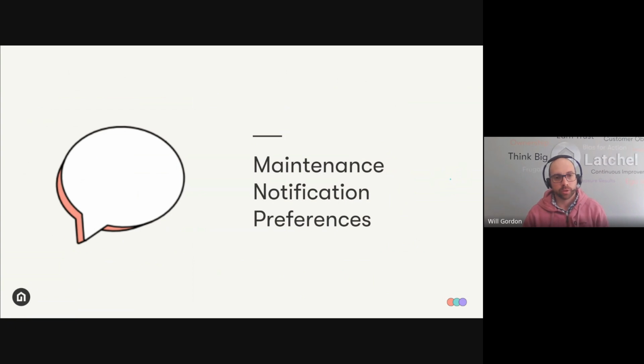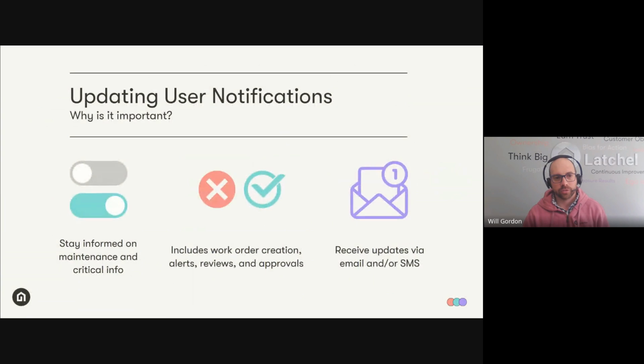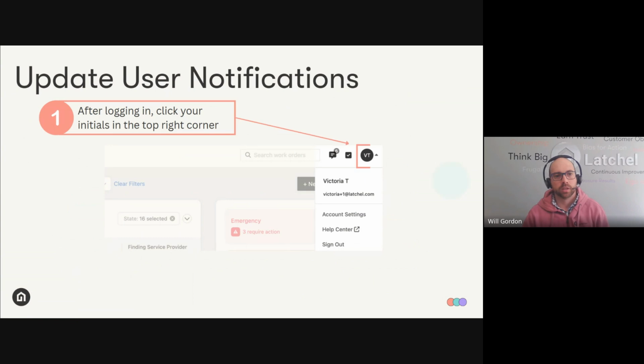The last section that we're going to cover is maintenance notification preferences. This controls whether or not a team member gets an update for when there's a task, or maybe a new work order is created, or their approval is required. And if they want to receive different updates via email or SMS or neither.